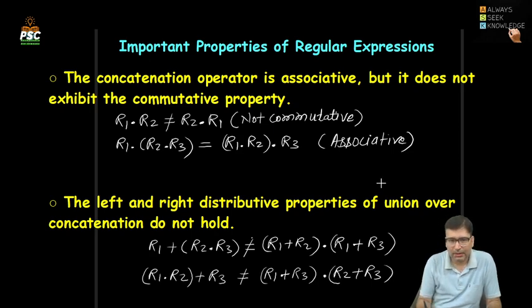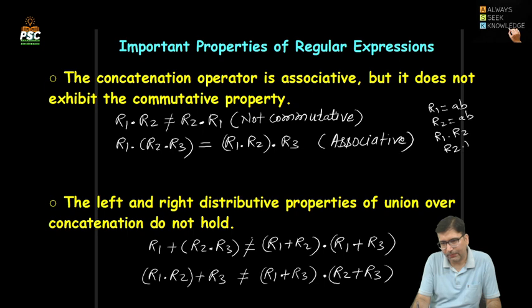If you change the order, let's say R1 is representing a string like AB, and R2 is representing AB as well. Then R1 dot R2 or R2 dot R1 will be the same, but it will not be the case all the time. If R1 and R2 are different, let's say R2 is BA, then this will give you a different string and this will give you a different string. So this is not always true, and we say it is not equal, right?